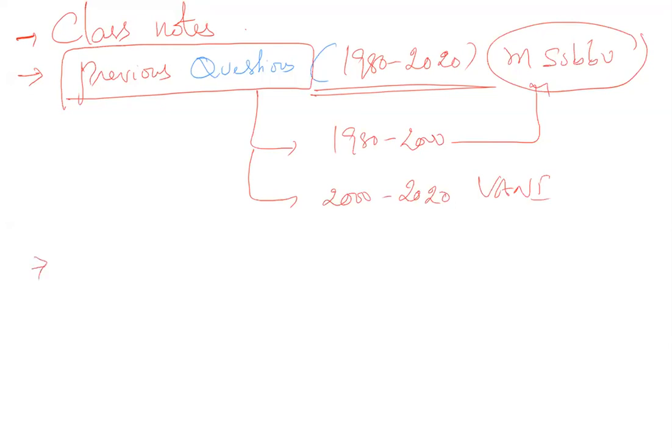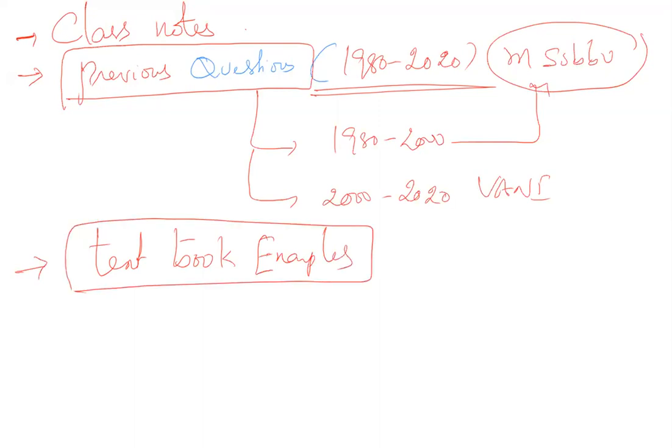The third step is textbook examples. This is the third step. Suppose you have done all this, then what is next? This is what I call 100% preparation for the GATE exam.